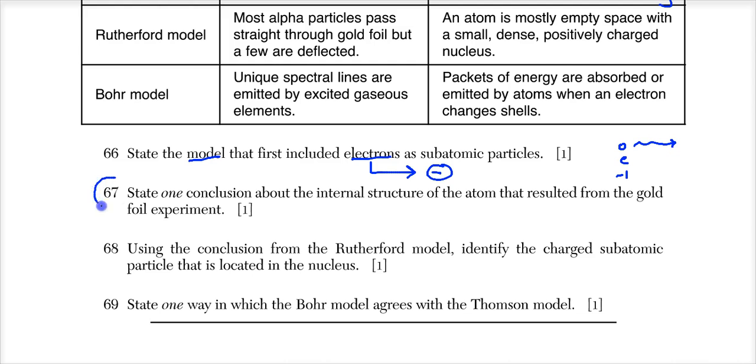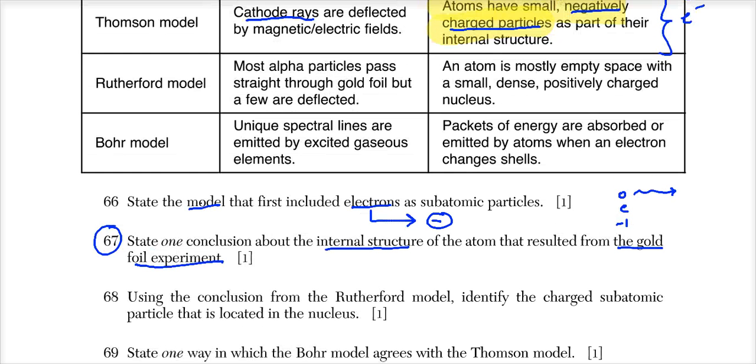So number 67: state one conclusion about the internal structure of the atom that resulted from the gold foil experiment. Yeah, it's Rutherford's gold foil experiment that you should know for this test already, but they outlined it here in this model. So what about the internal structure? They want a conclusion, which to me is very odd. In this test, they give you the conclusion, which is listed right here.